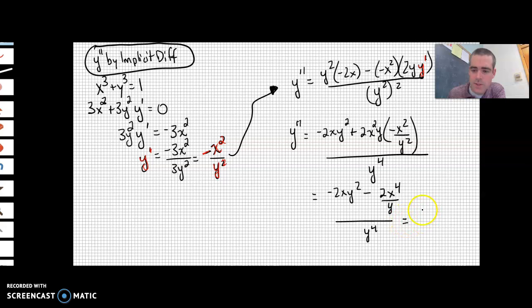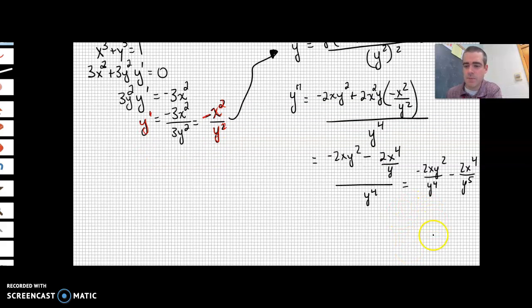It would probably be just good practice for us to write this as negative 2xy squared over y to the 4th minus 2x to the 4th over y to the 5th. All I did there is divide both by y to the 4th, and 2x to the 4th over y divided by y to the 4th would give me that y to the 5th in the denominator. And then if I just want to simplify a little bit more, this is negative 2x over y squared minus 2x to the 4th over y to the 5th.